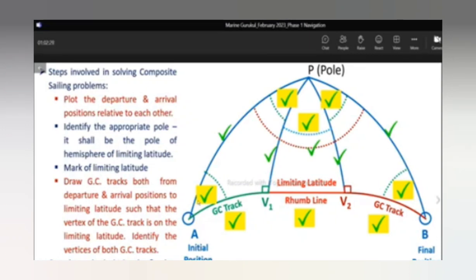Okay sir. So we'll be using a right-angled spherical triangle, right, in the Napier rules. That's right, beta. These are right-angled spherical triangles. Perfect. Great, beta. Shall we move ahead now?